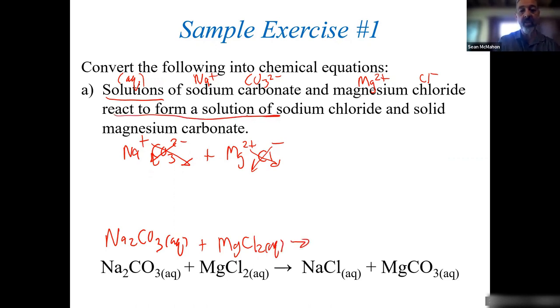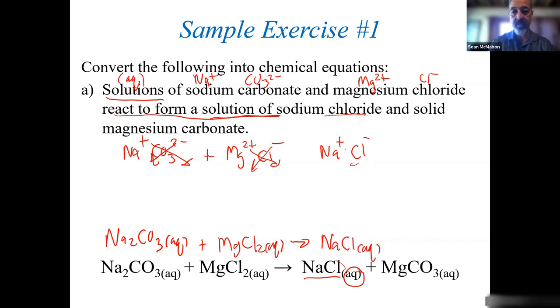React to form a solution of sodium chloride. So that's why that's AQ. Sodium, again, is Na+, it's ionic, and chloride, it's a nonmetal. So sodium's a metal, chloride's a nonmetal. +1, so it's a 1-to-1 ratio. So there's no subscripts needed to make this a neutral formula. And solid, that's why this is a reaction. I produce a solid, magnesium carbonate.